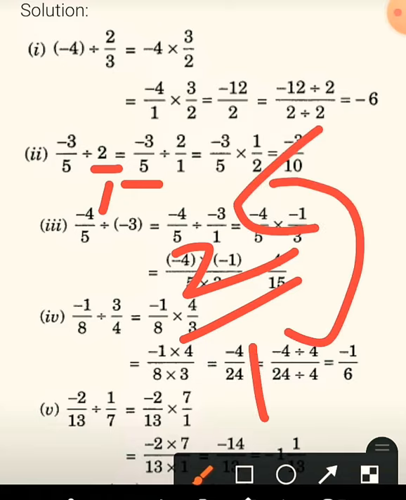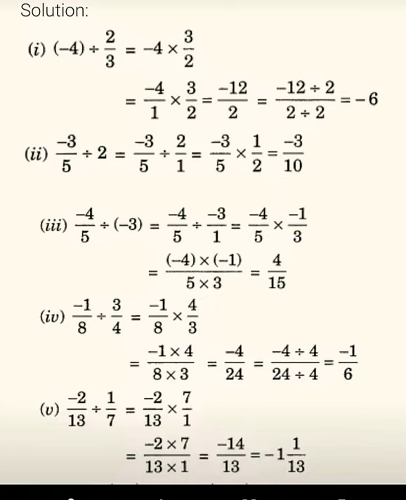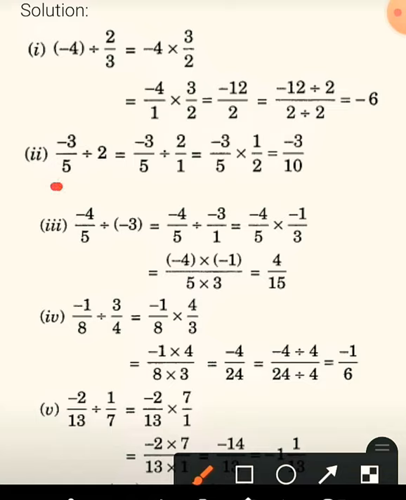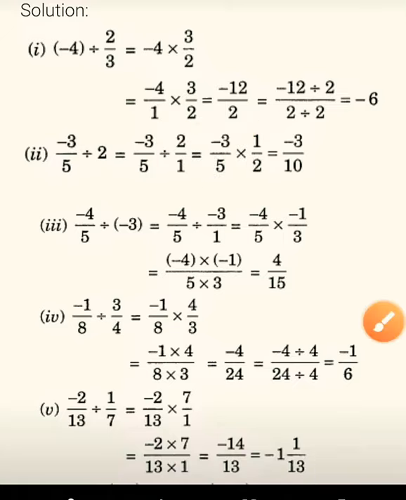बाद में उसका reciprocal you can do it. So minus 3 upon 5 divided by 2, you can write it as minus 3 upon 5 divided by 2 upon 1. Now change the sign, division sign will change into multiplication and 2 upon 1 will become 1 upon 2. Okay, reciprocal. We have to do reciprocal.